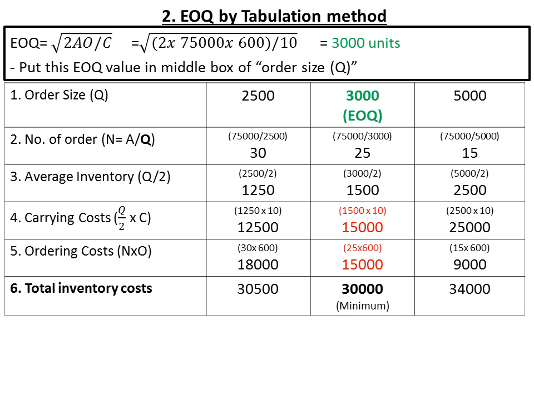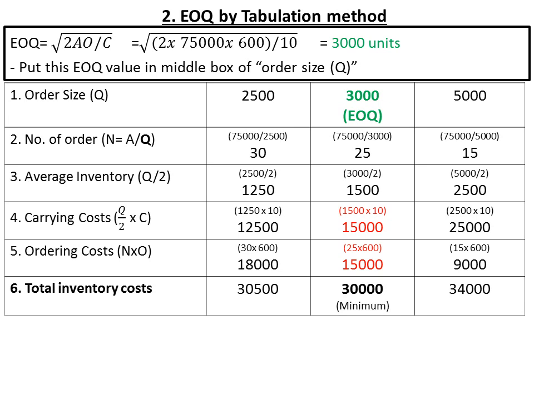So now the first order size 2500, number of orders N equal to A upon Q, that is 75,000 upon 2500 equal to 30, and the next 75,000 divided by 3000 equal to 25, and the next one is 75,000 divided by 5000, that is 15. 30, 25 and 15 are the possible numbers of orders we can place for the annual quantity of inventory. So number 3, average inventory.